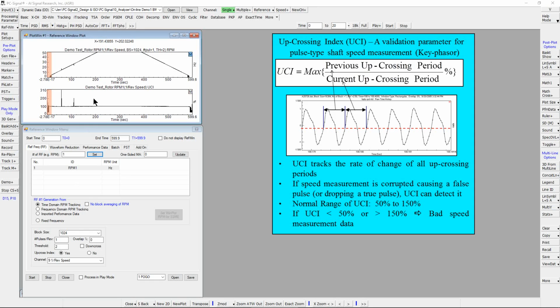Now notice that there are a few places where the upcrossing index is outside the normal range of 50% to 150%. These include the beginning of the test and the end of the test when RPM is very low. Also these two particular times around s plus 60 second and s plus 110 second. To take a closer look, let's generate the time history of its speed measurement at the beginning of the test.